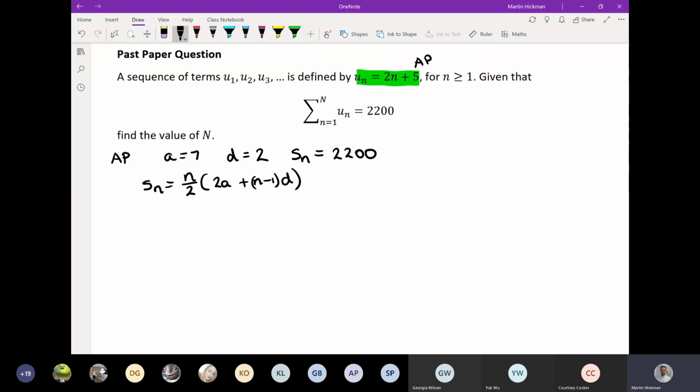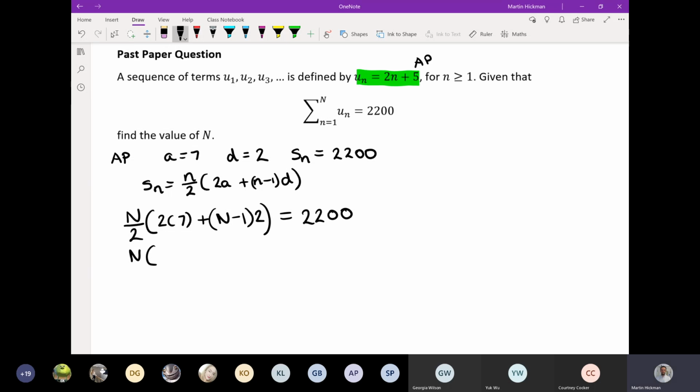And when I do so, I'm just going to replace this lowercase n with a capital N, because that's the number of terms I've got in the sequence, which I'm asked to find. Then we've got 2 times a, so 2 times 7, plus N minus 1, again replacing lowercase n with a capital N, times the common difference of 2. And I know that has to equal 2,200 because the sum has to add up to that.